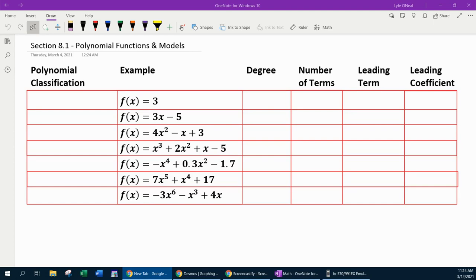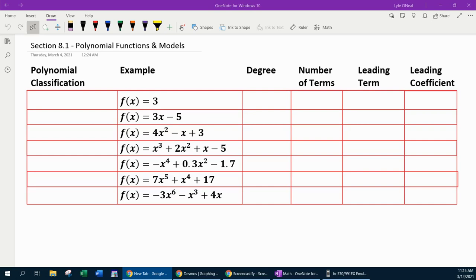We are going to cover everything polynomial in this section, including the degree, the leading term, leading coefficient, the end behavior, and the multiplicity test for the roots. We got a lot of stuff to get through. Let's go ahead and get started.